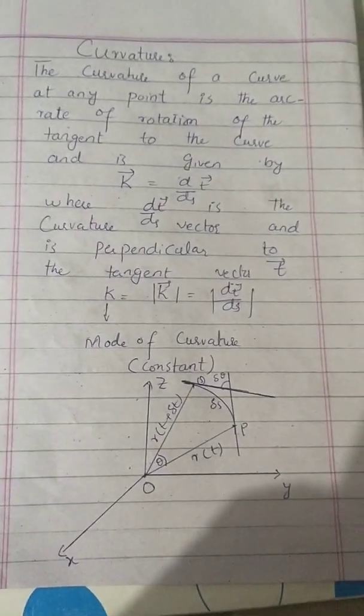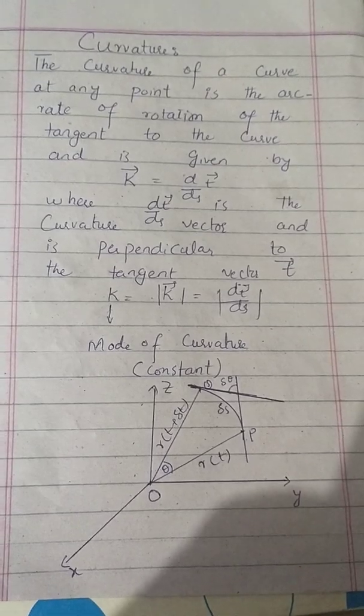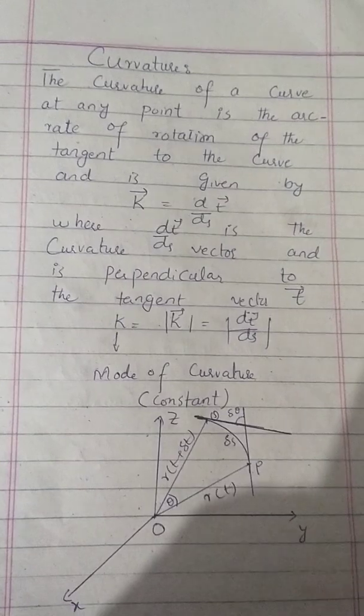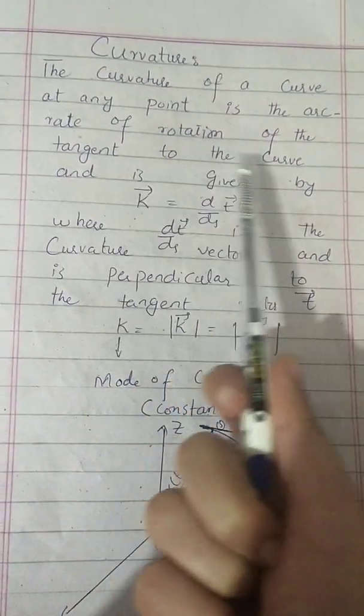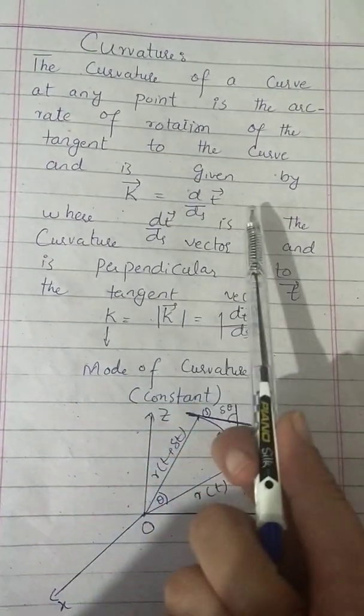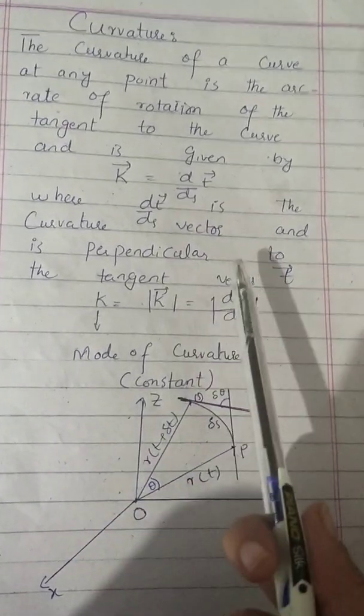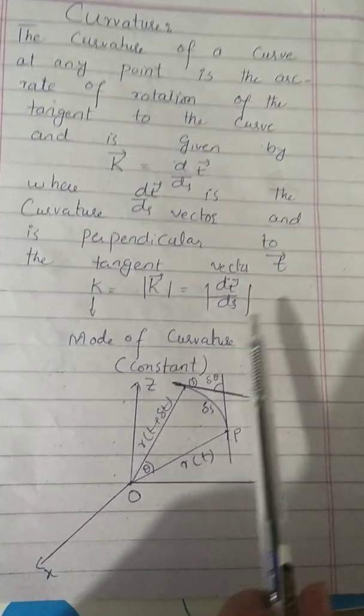Today we will discuss curvature, which is a topic of differential geometry at the BSc level. The curvature of a curve at any point is the arc rate of rotation of the tangent to the curve and is given by k is equal to dT by ds, where dT by ds is the curvature vector and is perpendicular to the tangent vector T.